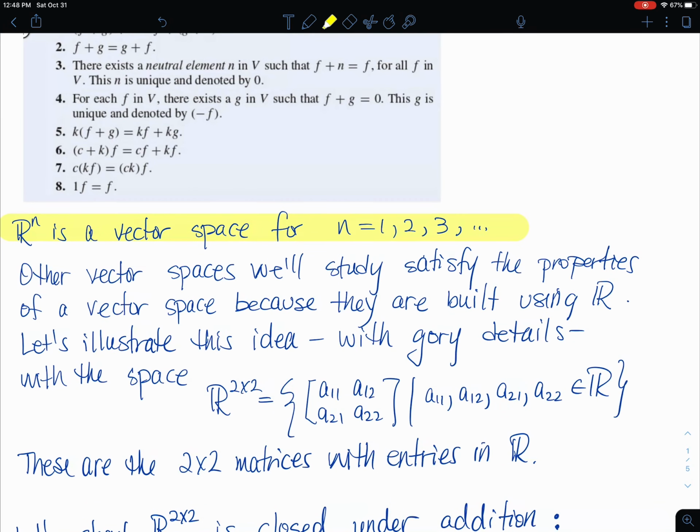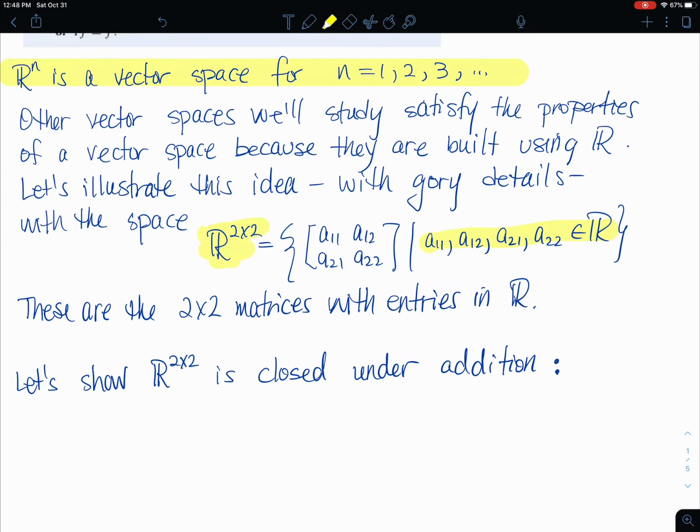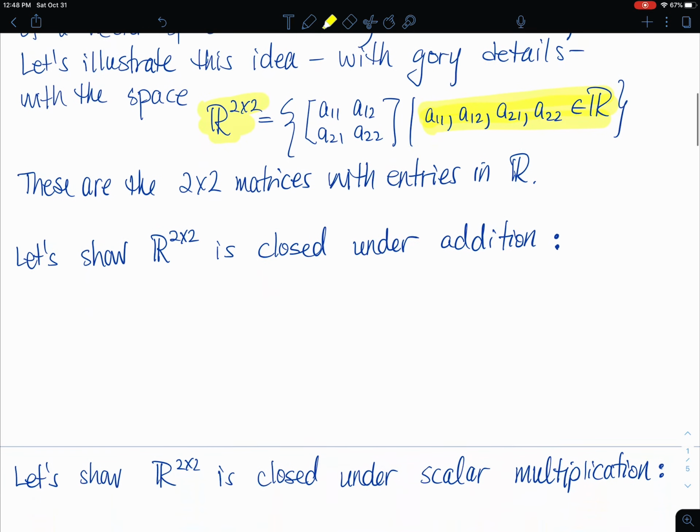Right now, we're just going to go through this example right here. So it's the set of all 2 by 2 matrices, and all the entries in the matrices are real. So again, we're going to see that this has all the properties of a vector space because it's built on R, because all of its entries are real numbers. Okay. So first we're going to just show that the set of all possible 2 by 2 matrices is closed under addition.